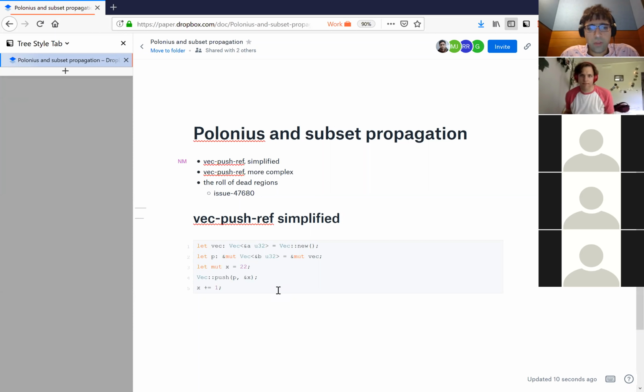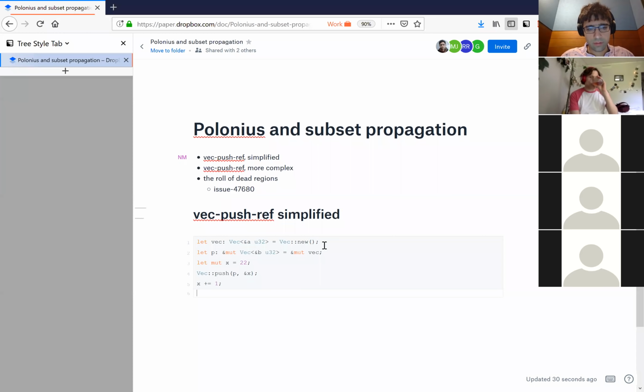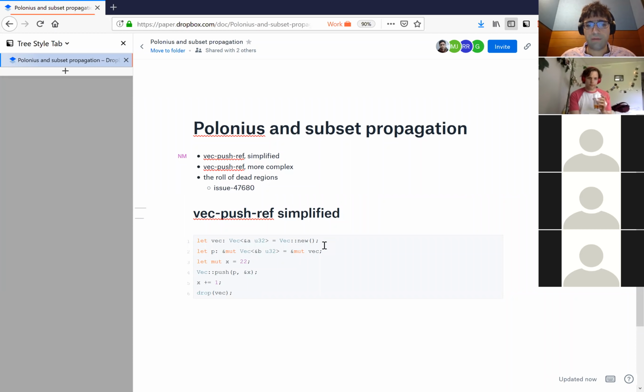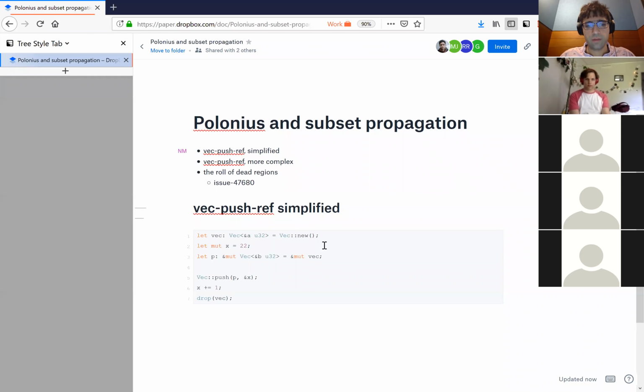Okay, so here's an example that we'll walk through a little bit. Vec push ref. It's actually a simplified version of vec push ref. We'll get to the full one in a minute. It's one of the canonical NLL examples, I guess. So what happens here is we have a vector, and then we take a mutable reference to the vector, and let's move this out for fun.